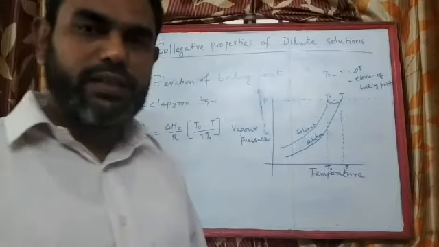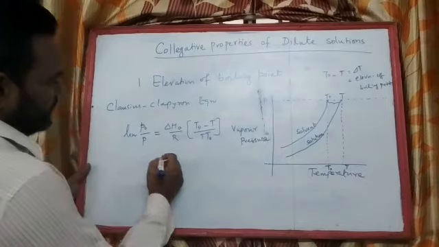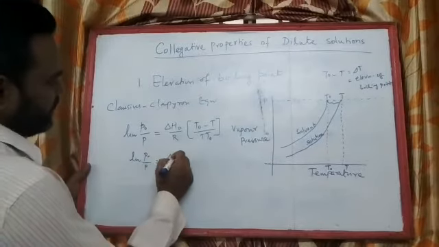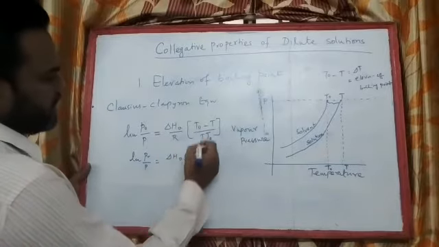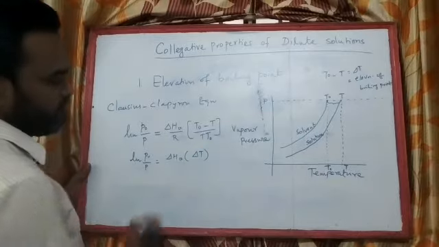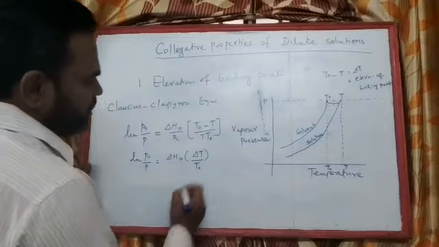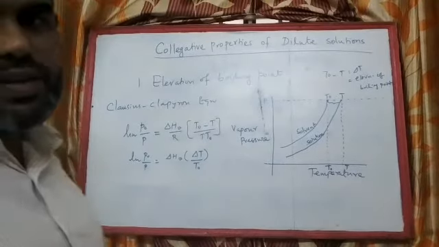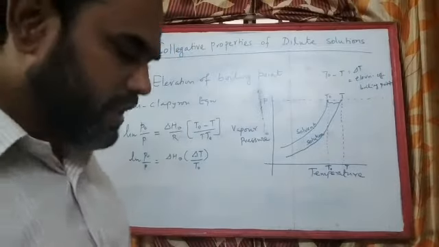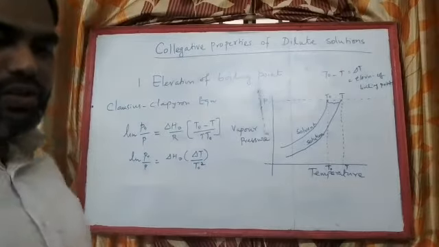Let us write this equation as ln P0 by P is equal to delta HV by R. This T0 minus T is noted as delta T, and T and T0 are more or less the same. The difference is very small, and hence I can write this as T0 squared.